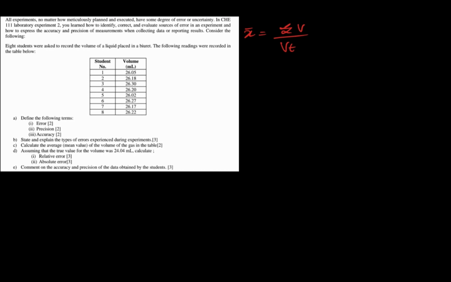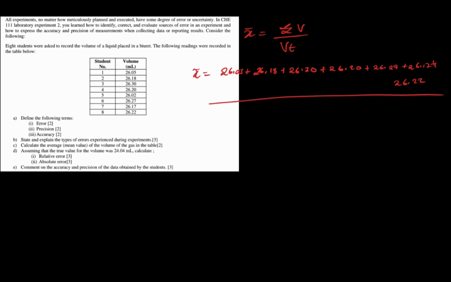So it's basically you adding up everything. The mean is equal to 26.05 plus 26.18 plus 26.30 plus 26.20 plus 26.02 plus 26.27 plus 26.17 plus 26.22, and the output of this is divided by the number of attempts. We have 8 attempts: 1, 2, 3, 4, 5, 6, 7, 8.